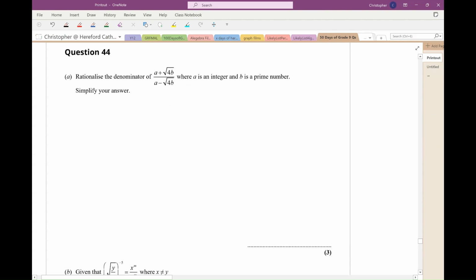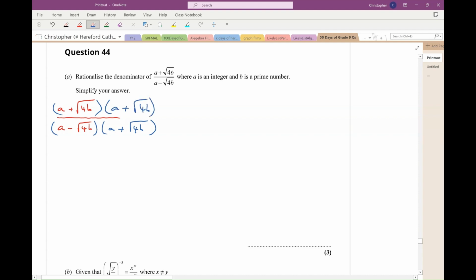Question 44. Rationalize the denominator of that fraction and simplify your answer. So I've got a plus the square root of 4b. I see why it says simplify your answer, because I could pull out the 4, couldn't I? And then I've got a minus the square root of 4b. Now if I'm going to rationalize the denominator, I'm going to multiply top and bottom by a plus the square root of 4b. Right.